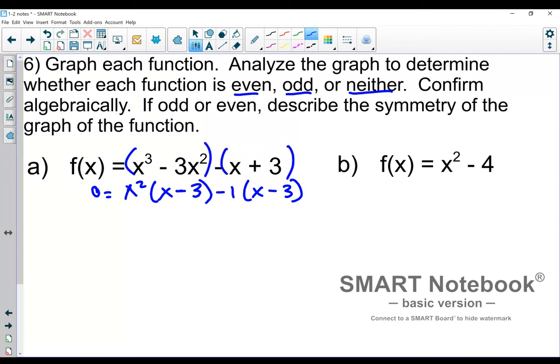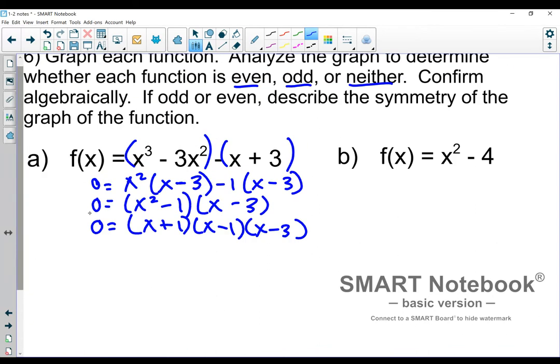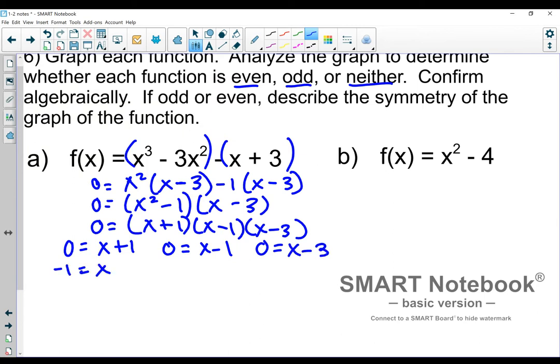So the second two, I'd factor out a negative 1 because I know these need to both be an x minus 3. So then I can keep factoring x squared minus 1 times x minus 3. So x plus 1, x minus 1, x minus 3. All right, so now I have 0 equals x plus 1, 0 equals x minus 1, 0 equals x minus 3. So hopefully this factoring is easy for you.